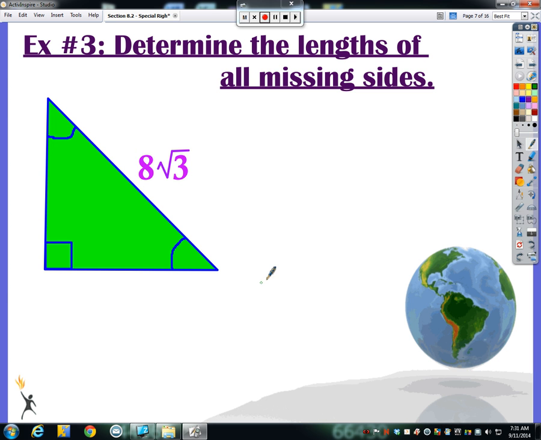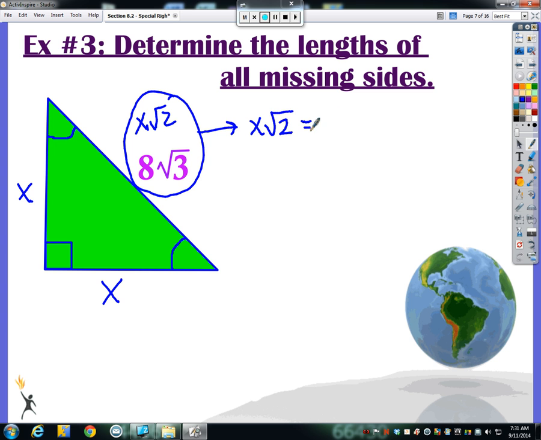All right, let's try it again with this one. Now this one's got a root 3 on the hypotenuse, but normally it's a root 2, right? So let's see how that's going to work. So again, I'm going to apply my pattern. This is x, this is x, this is the x root 2 side. I gave you the x root 2 side, so we're going to say the x root 2 side in this case is specifically 8 root 3.